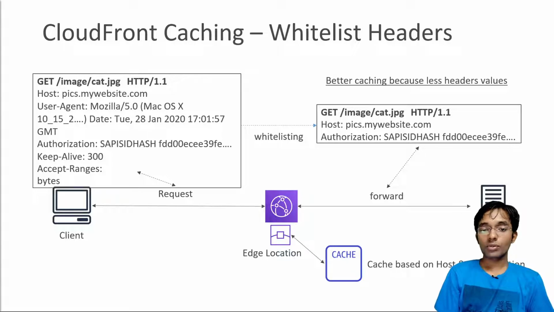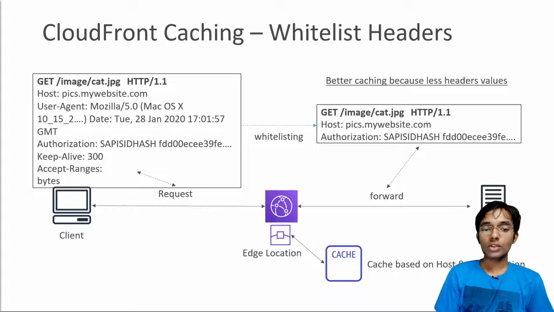Here's the Authorization, which is my login information, to say can I access this file, and then Keep-Alive, and finally Accept-Ranges bytes. And there are so many other headers. Now the idea is that all these headers, if you look at all the possible clients around the world, maybe someone is using Mozilla, but maybe you are using Google Chrome, maybe someone else is using Safari, and the date is going to change over time, and maybe the Accept-Ranges or the Keep-Alive is going to be changing as well.